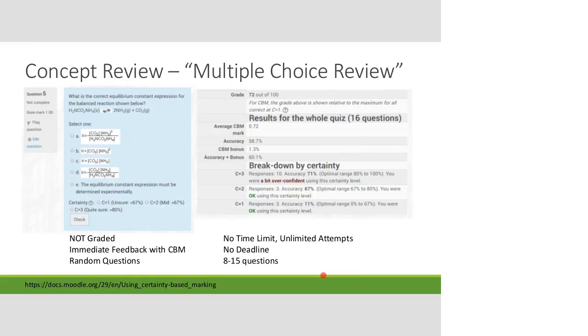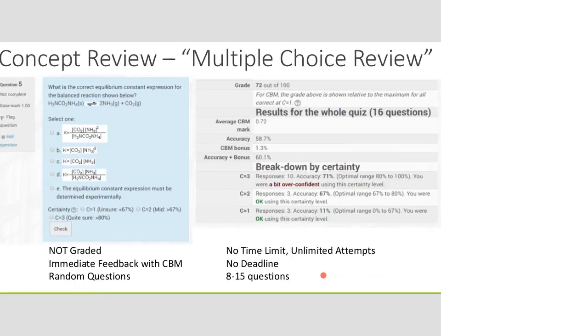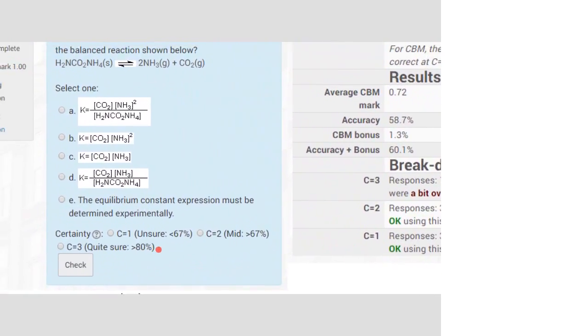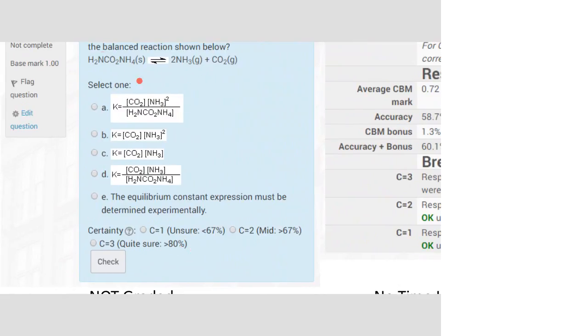The next piece is how we set up the multiple choice part of the review. One of the other question behaviors in Moodle that I love to death is certainty-based marking. So for those of you who are not familiar with certainty-based marking, if we take a look over here at this question, you'll see that the question is up here, and then you can select the answer choices. But then notice this piece down here at the bottom that lets you rate how sure you are about the answer. The grading is then done based on the correct answer and how sure you said you were about the answer.